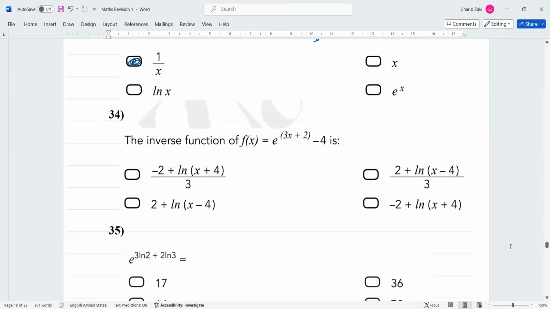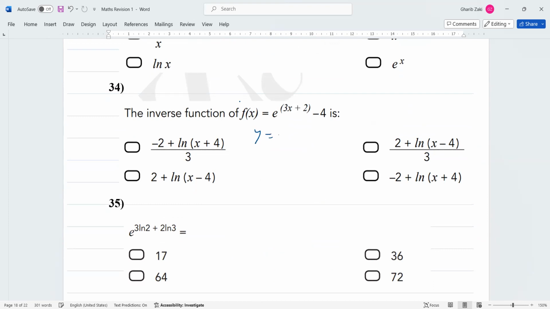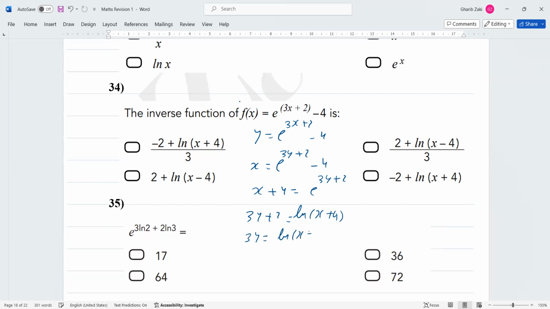The inverse function of this one. For the inverse, we write y equals e power 3x plus 2 minus 4. Replace x by y. So x equals e power 3y plus 2 minus 4. X plus 4 equals e power 3y plus 2. Take ln. So 3y plus 2 equals ln of x plus 4. Minus 2 both sides, you have 3y equals ln of x plus 4 minus 2, divided by 3. So y equals ln of x plus 4 minus 2 over 3. Then the correct answer is this.